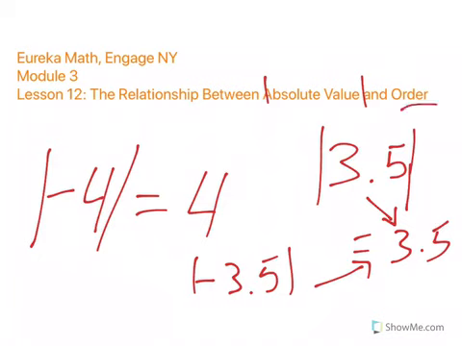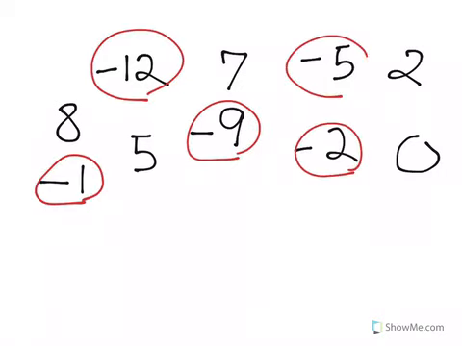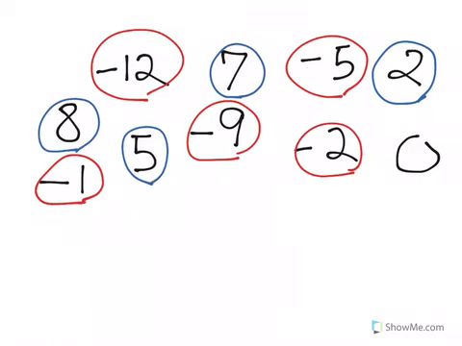When we talk about order, we're talking about simply putting things in order from least to greatest or greatest to least. Let's do a little exercise to discuss the relationship between absolute value and order. I've got some numbers here, and they're kind of scrambled up, and I'd like to put them in order from least to greatest. One thing I notice as I'm looking at these numbers is that some of the numbers that I've circled in red are negative numbers. The other numbers, which I'll circle in blue, are positive numbers, and we have 0, which is neither positive nor negative. I'm going to put them in order from least to greatest.